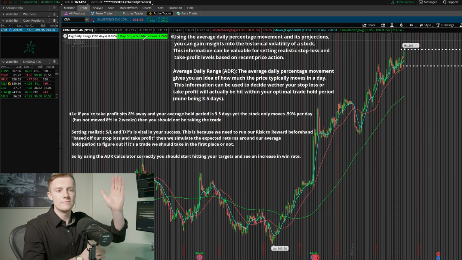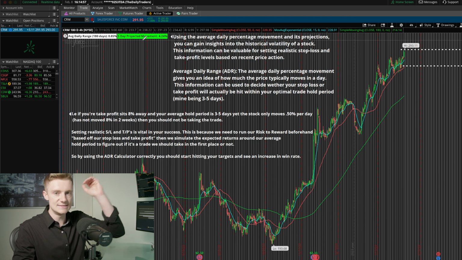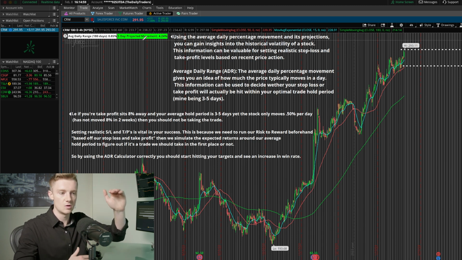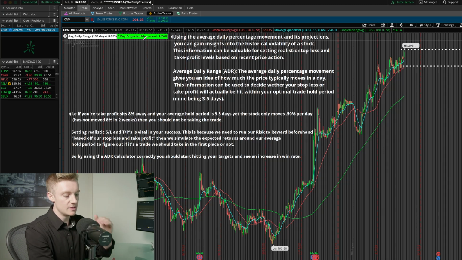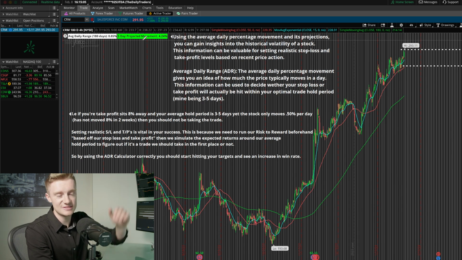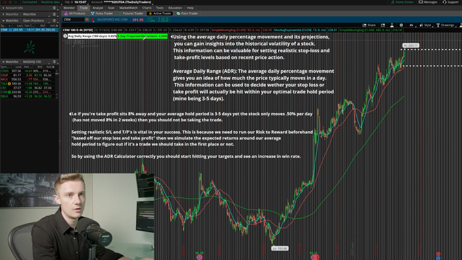Now that's not up, that's not down. That is just taking into account the daily high and the daily low on the 4-hour over the last 180 days. So between the lowest price of the day and the highest price of the day, on average, CRM specifically is moving less than 1%. Now, when it comes to setting those realistic targets, I'm going to give you an example.